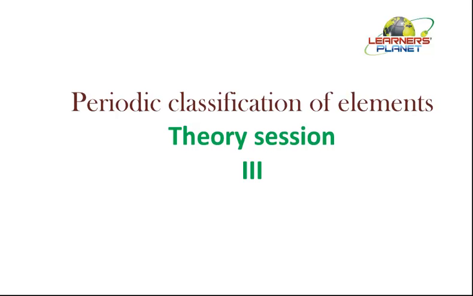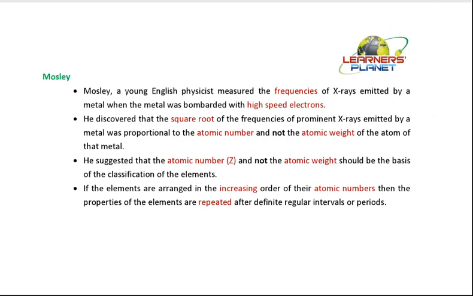In our last session, we discussed the classification given by Mendeleev, his periodic law and periodic table, its drawbacks and also its merits. Now in this session, we will be discussing the periodic law given by Moseley and the long form of periodic table, how the elements are arranged. Now starting with Moseley's classification.